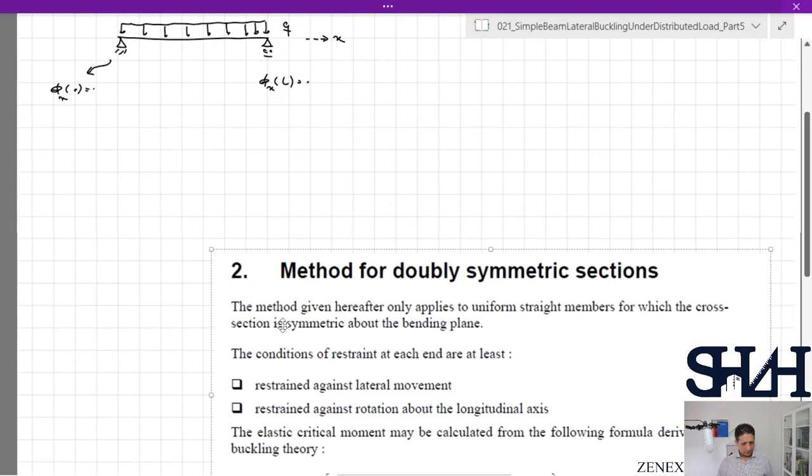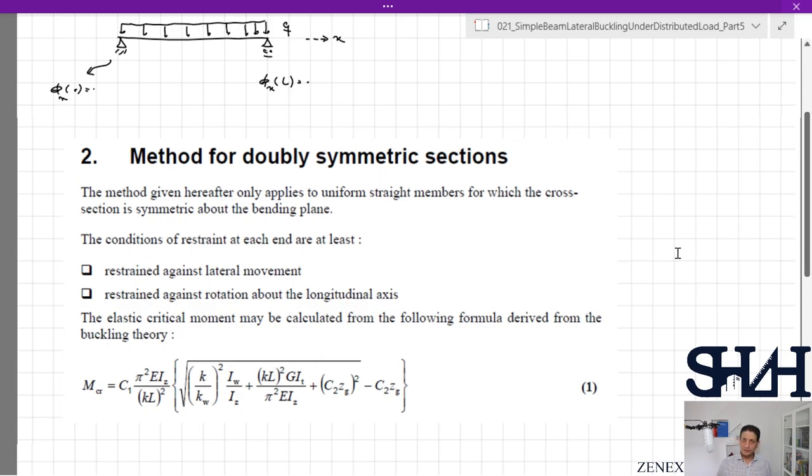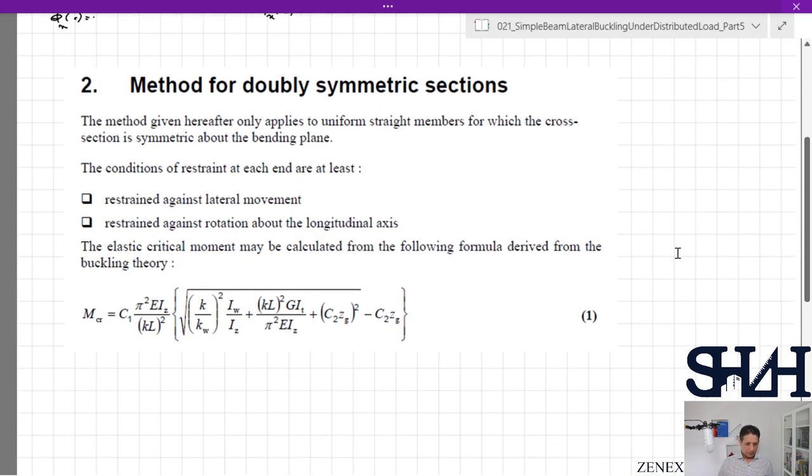The equation given in the source is for doubly symmetric sections. There is another factor, C3. We have here C1, C2, and there is also C3 for asymmetric cross sections. But for doubly symmetric sections, you can use this equation. The method given hereafter only applies to uniform straight members for which the cross section is symmetric about the bending plane. The conditions of restraint at each end are at least restrained against lateral movement, so it means that they are not moving, and restrained against torsion about the longitudinal axis.